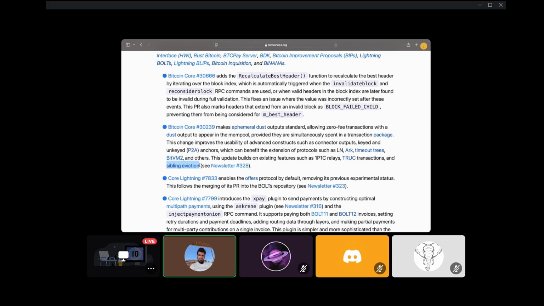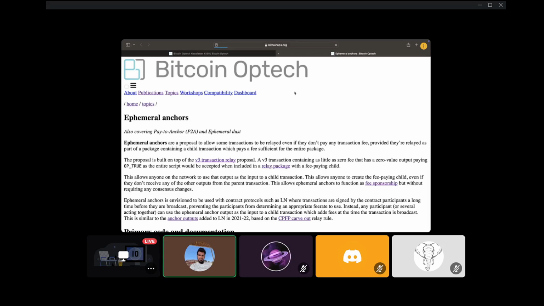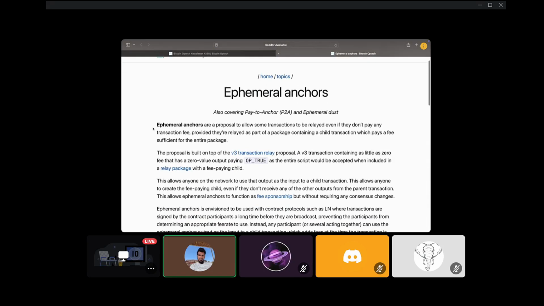What are ephemeral dust outputs? They are zero value, zero fee paying outputs that I believe pay to OP_TRUE scripts. If the definition is not very long: ephemeral anchors are a proposal to allow some transactions to be relayed even if they don't pay any transaction fee, meaning zero fee, provided they're relayed as a part of a package containing a child transaction which pays a fee sufficient for the entire package. The proposal is built on top of the V3 transaction relay proposal, a V3 transaction containing as little as zero fee that has a zero value output paying OP_TRUE.